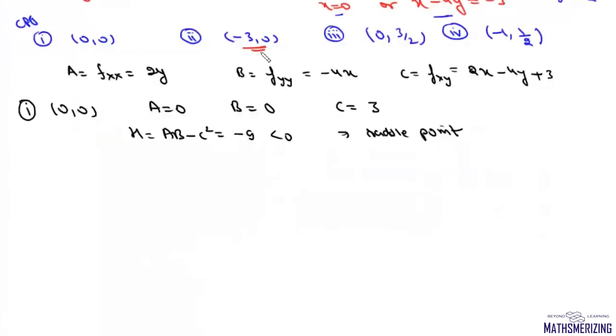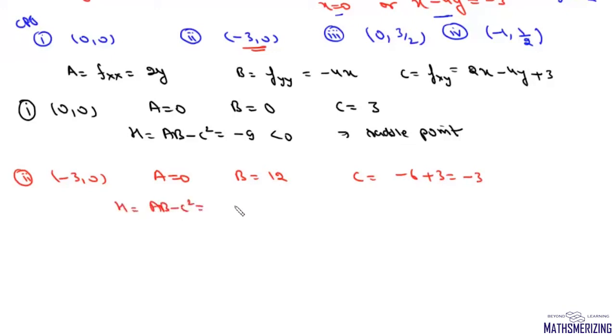Now we'll take (−3, 0). So at (−3, 0), the value of a is 0, the value of b is 12, and the value of c will be −6 + 3, which is −3. Now h again is ab − c², which again is −9, less than 0. So (−3, 0) is again a saddle point.